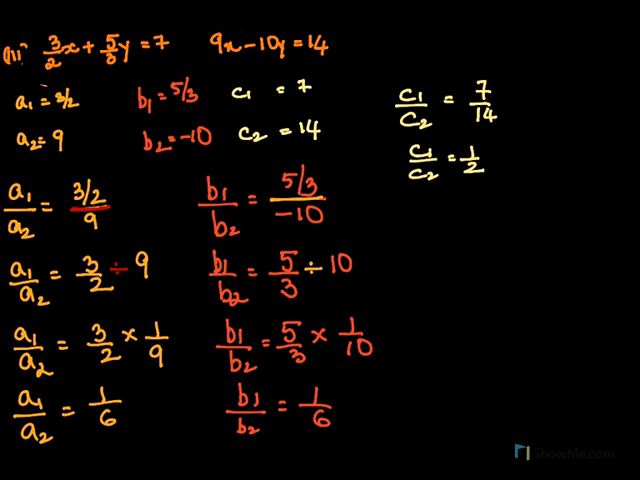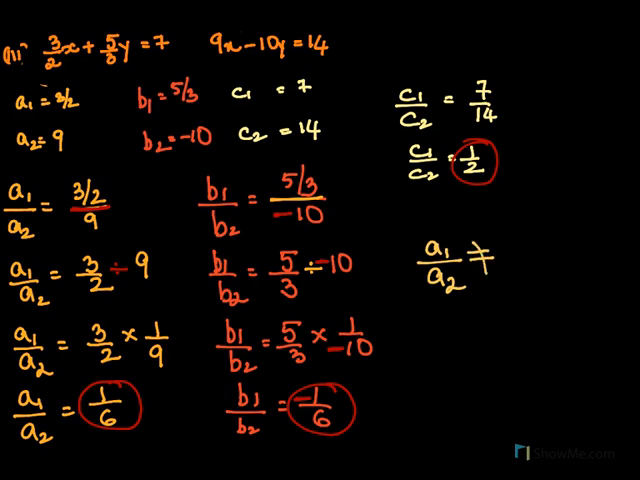Now we look at our ratios and we get here 1 by 6, 1 by 6, 1 by 2. Now here I made a mistake. Have you noticed it was minus here? I dropped the minus. B1 by B2 was minus. So which means now A1 over A2 is not equal to B1 by B2, because A1 by A2 was 1 by 6, B1 by B2 was minus 1 by 6, and these are not equal.